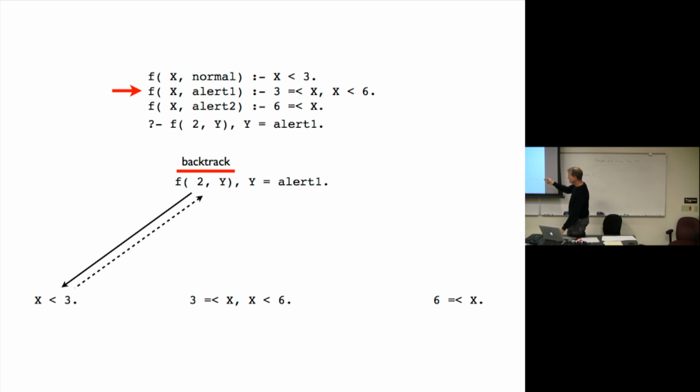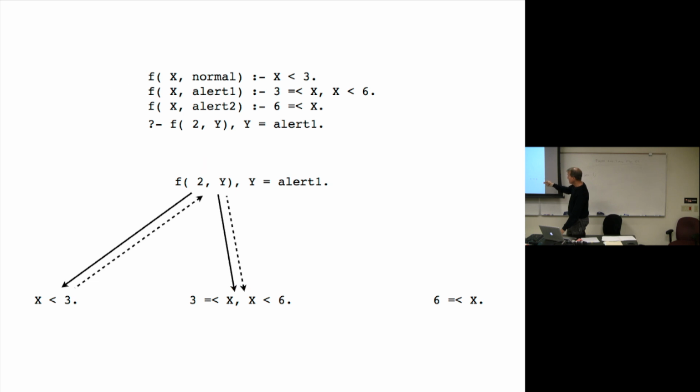Now x is what? 2. Instantiated to 2, and what? What do we have here? Y is instantiated to alert 1. Does that succeed? I mean, is that true? I mean, that's a match, right? So what does it do?